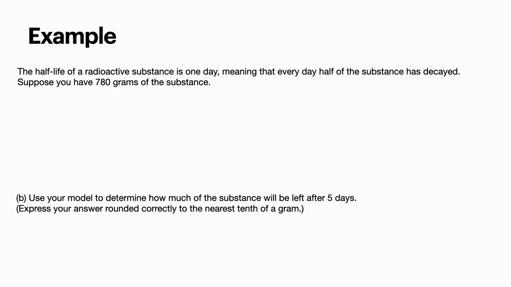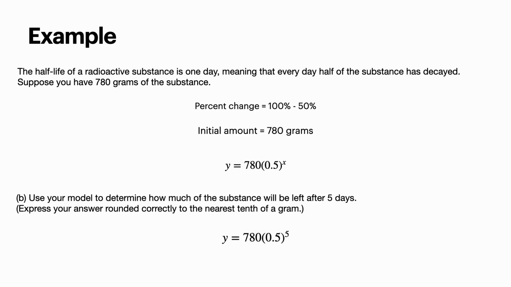The half-life of a radioactive substance is 1 day, meaning that every day half of the substance has decayed. Suppose that you have 780 grams of a substance. So we have a percent change, it decreases by 50%. The initial amount was 780 grams. We have our exponential model. If we want to find it after 5 days, like part B asks for us, we can plug in the number 5, and we find it's roughly 24 grams.